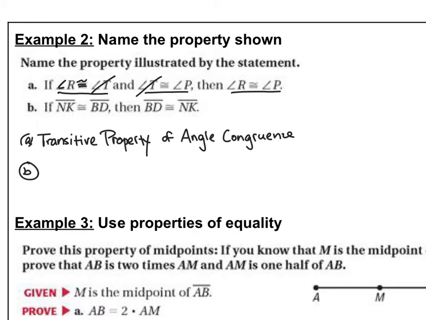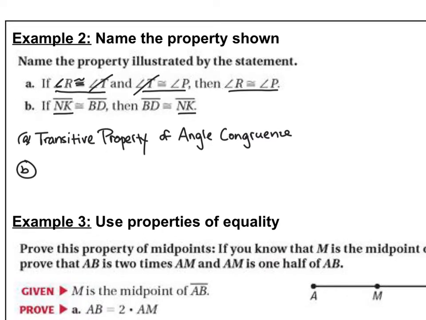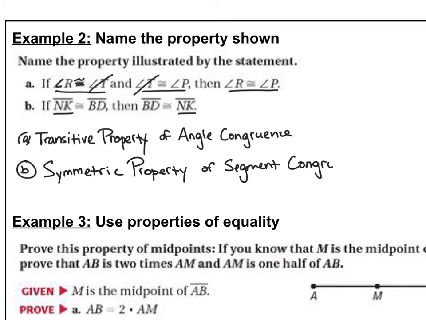Okay, and then property B. If NK is congruent to BD, then BD is congruent to NK. Remember, whenever it just flips the order, so NK was first, now NK is second, that is known as the symmetric property. So they have symmetry, so it's the symmetric property, and again, we need to be specific about what we're talking about, of segment congruence, because we're talking about line segments, and we're talking about congruent line segments, so it's segment congruence.